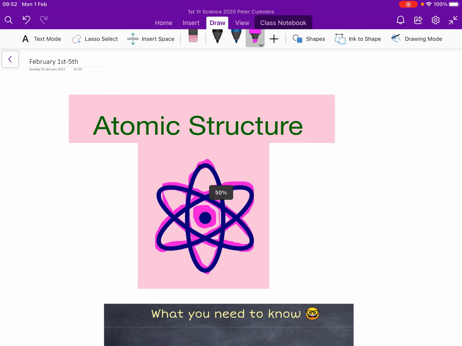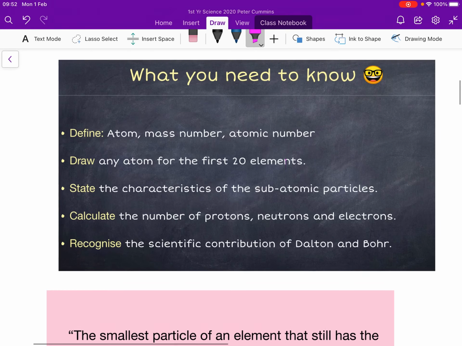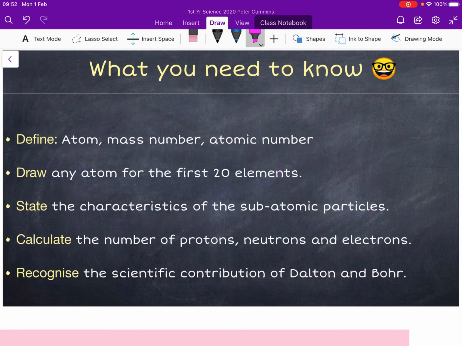So we're going to look at what are the different things that are in the middle and what are the things that are flying around the outside as we go through the atomic structure. This is just what you need to know. So when it comes to Junior Cert, here's what they want us to know by the end of this learning outcome. So things like what's the definition of an atom? What are these 2 numbers, the mass number and the atomic number? We'll be getting to those.